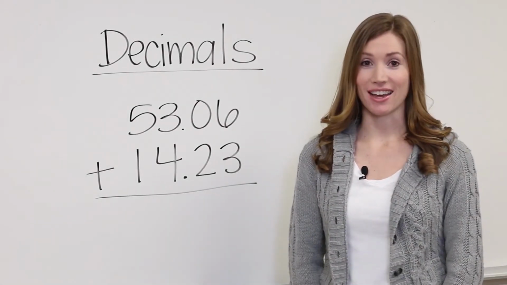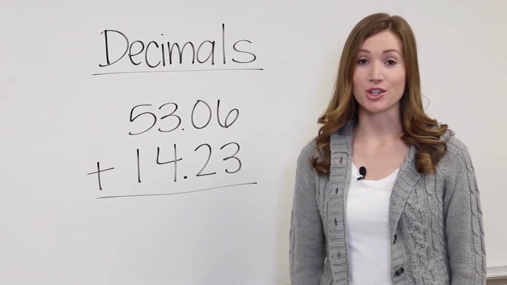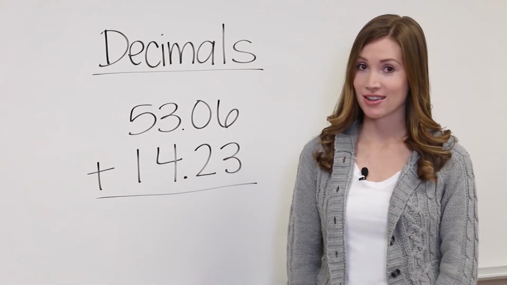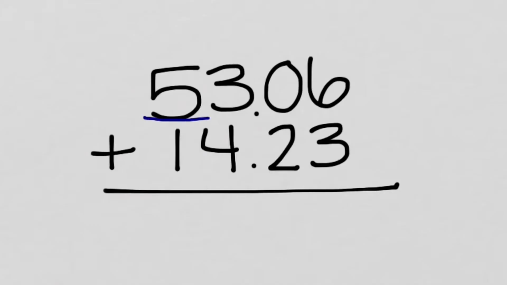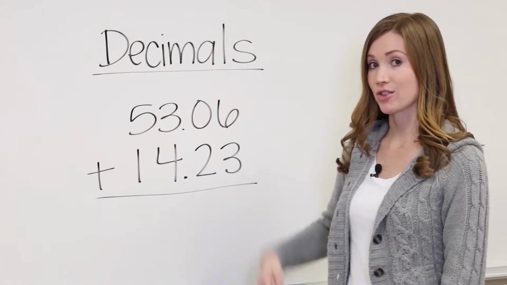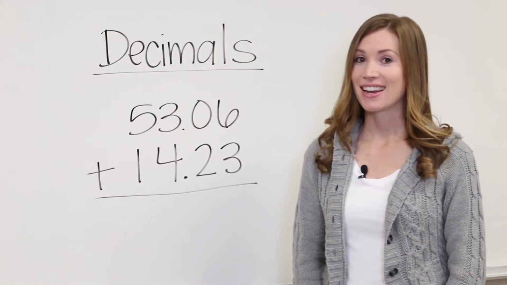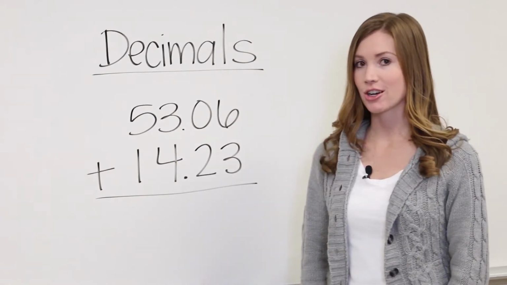Let's look at a problem together. Try to read the problem to yourself as I read it aloud. Remember to use place value as you read. 53 and 6 hundredths plus 14 and 23 hundredths. Great job. Now can you tell me which number is larger?